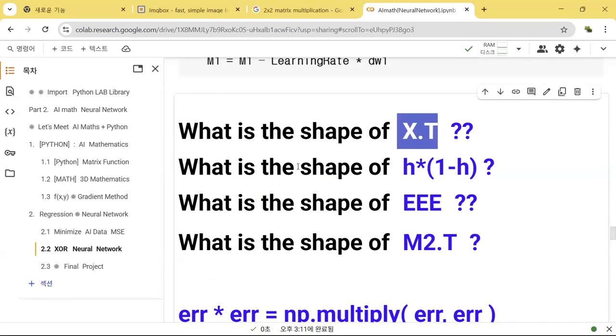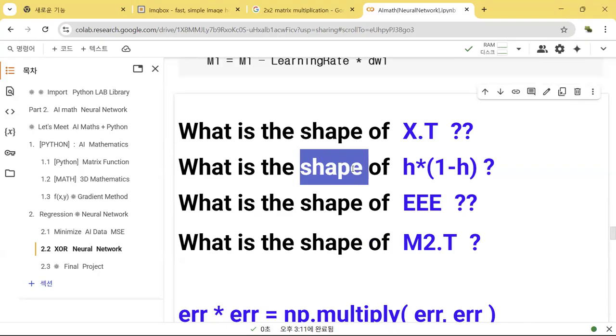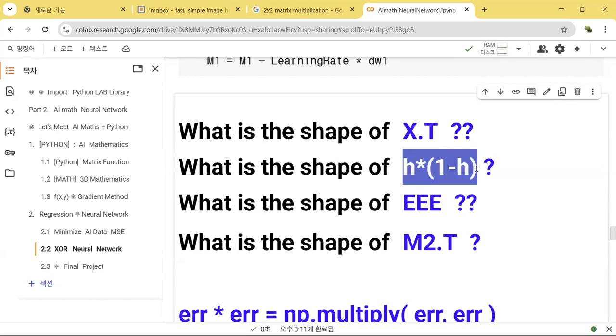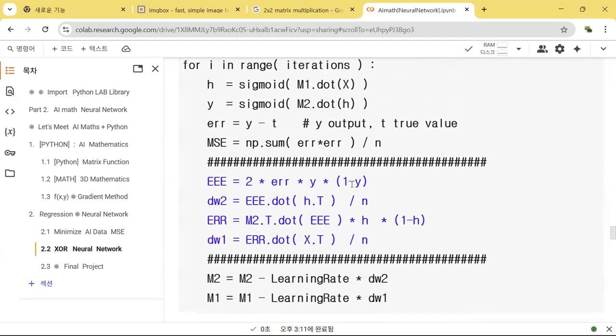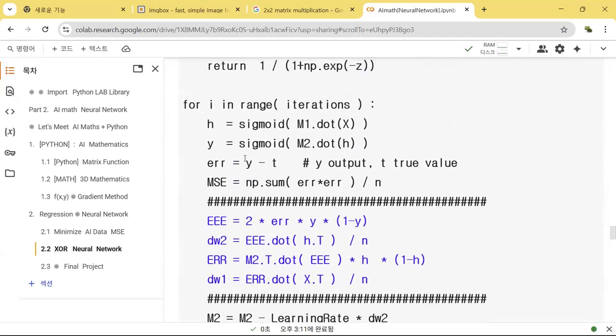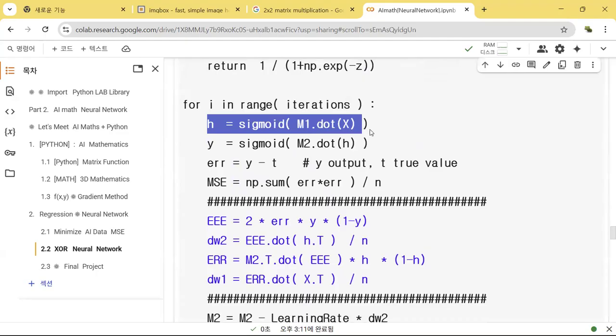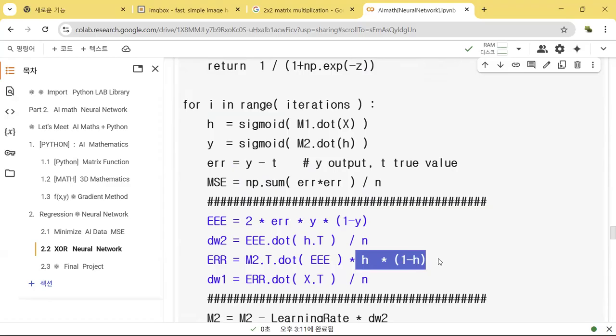The shape means how many rows and how many columns. So, usually that is 2 by 4 and 4 by 2, something like that. Then what is the shape of H and 1 minus H? From here, you get H is there, okay, H is there. And then what is the shape of this one?